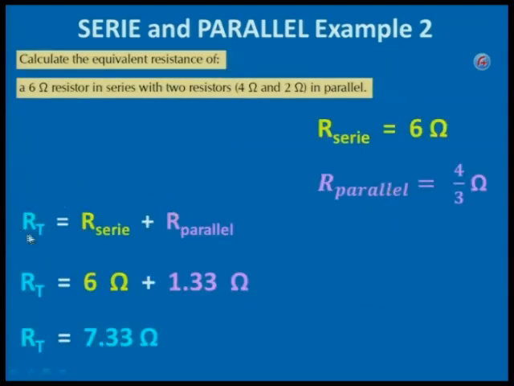Now we can get to the total resistance. The total resistance is the resistance in series, which is 6 ohms, plus the resistance in parallel, which we just calculated to be 1.33 ohms. That gives you the total resistance of 7.33 ohms.